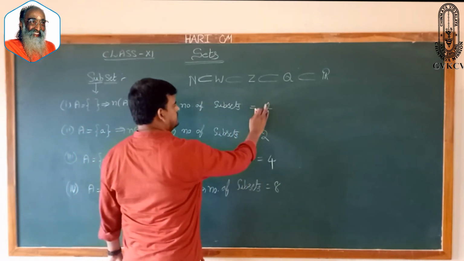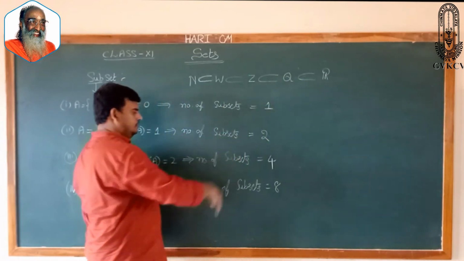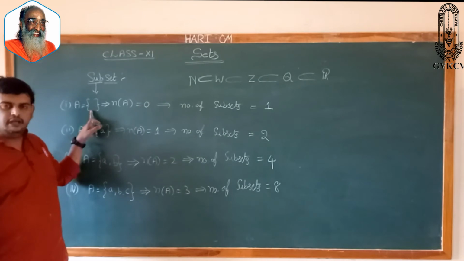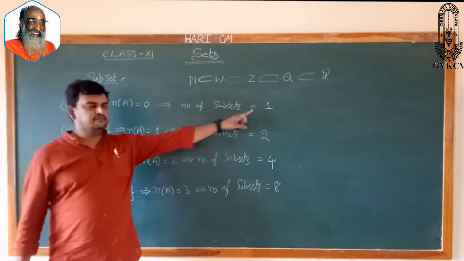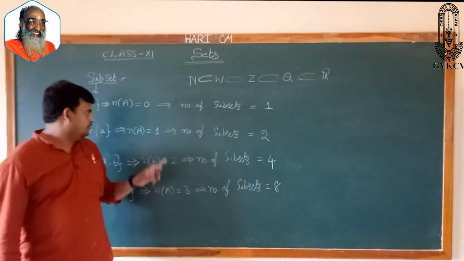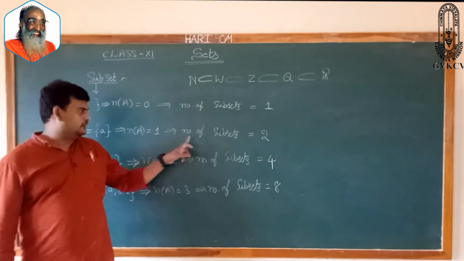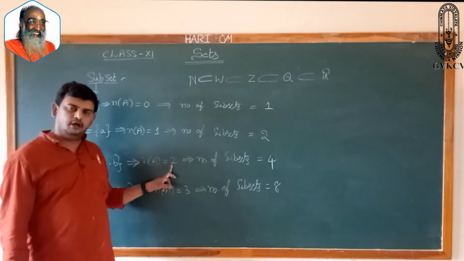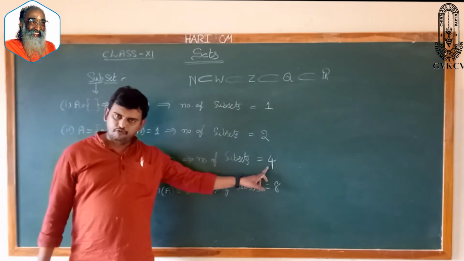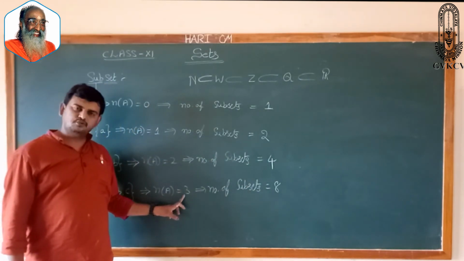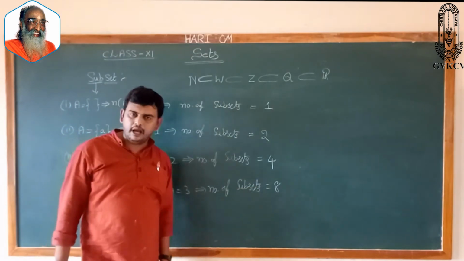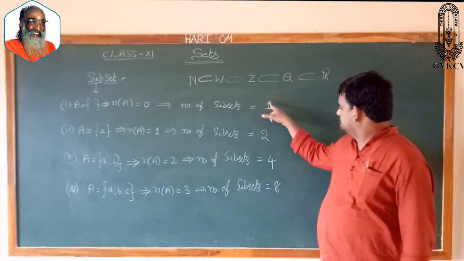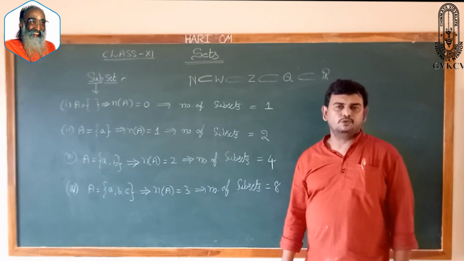Now when we observe this relation properly, we have one formula. When we have 0 elements, the number of subsets is 1. When we have 1 element, the number of subsets is 2. When we have 2 elements, the number of subsets is 4. When we have 3 elements, the number of subsets is 8. Now what is the formula behind these values?